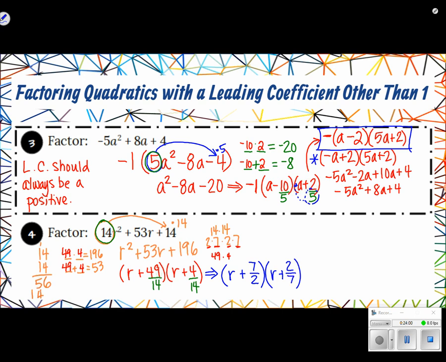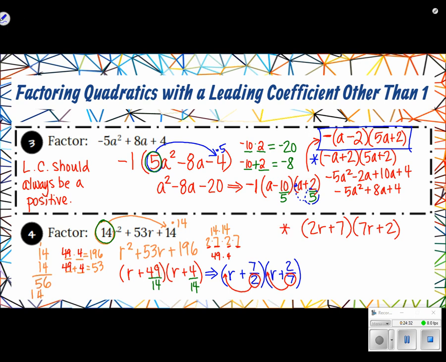All right, we can't leave it like this, because if we check, r times r is not 14r squared. So we've got to move those denominators. We're going to take this denominator and bump it up in front, so that's going to make it look like 2r plus 7. And we're going to take this denominator and bump it up in front like a coefficient. And that's going to be 7r plus 2. And so this is going to be our answer that we're checking.